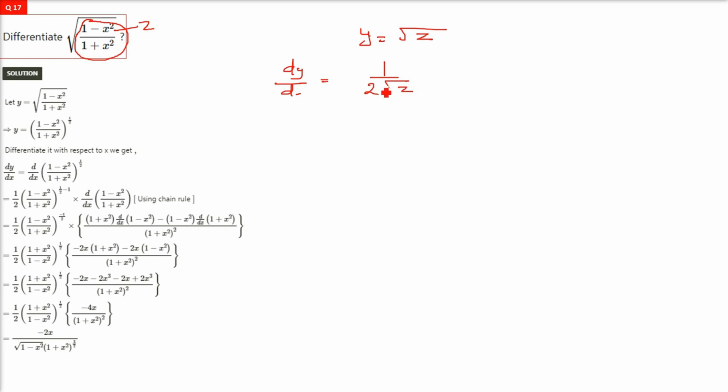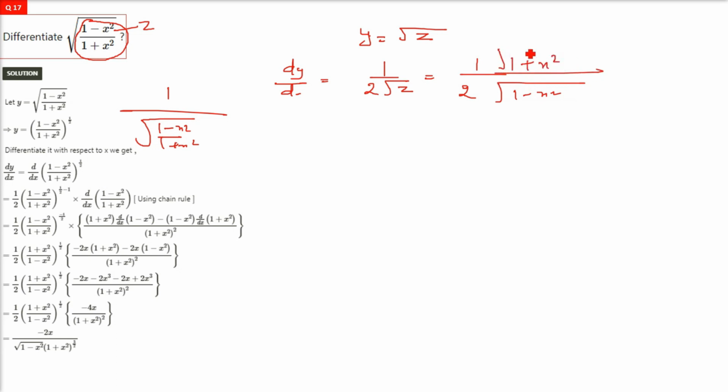Then we differentiate this z, which is dz by dx. So this is 1 by 2 under root z, and this is in the denominator. Whatever is in the equation has come in the denominator in the first step. Basically it's 1 by under root of 1 minus x square by 1 plus x square. Under root 1 plus x square goes up, and under root 1 minus x square goes in the denominator.